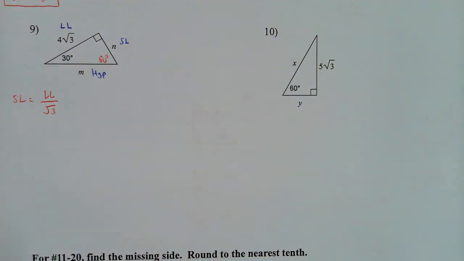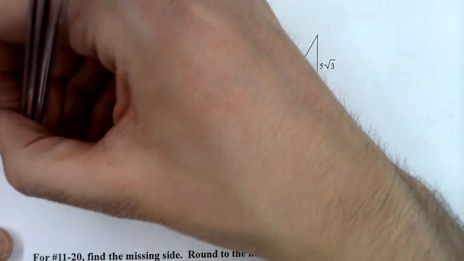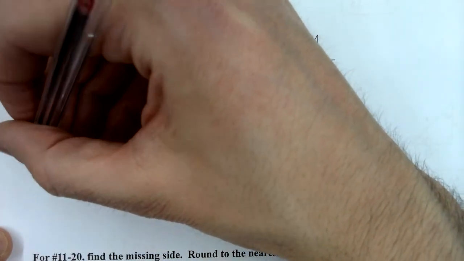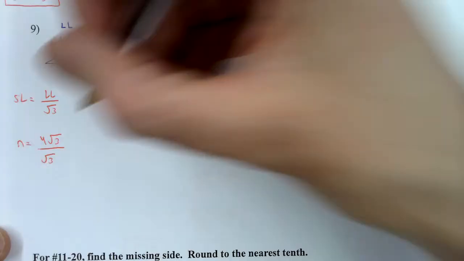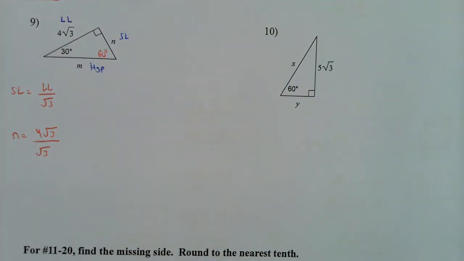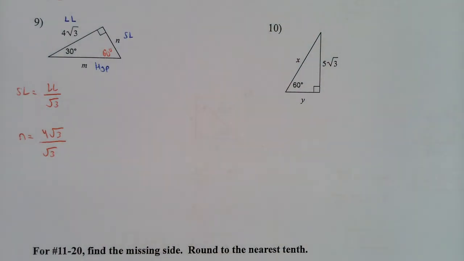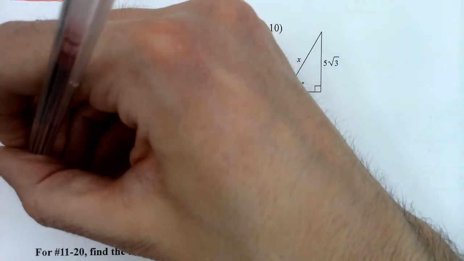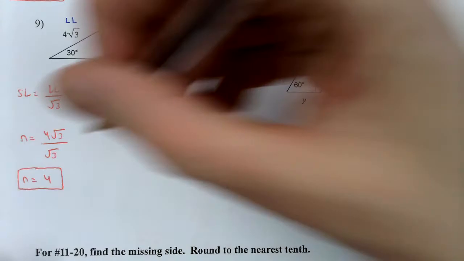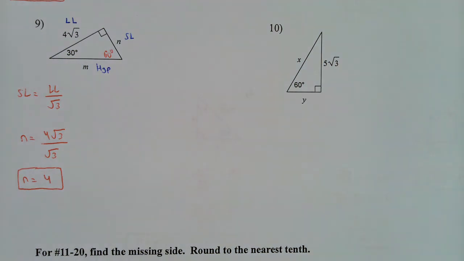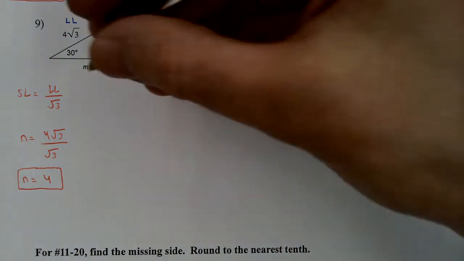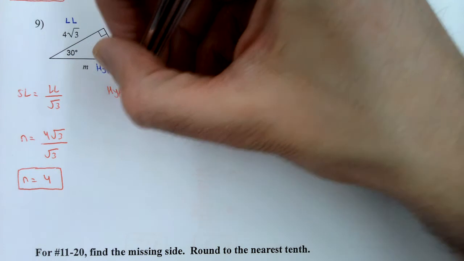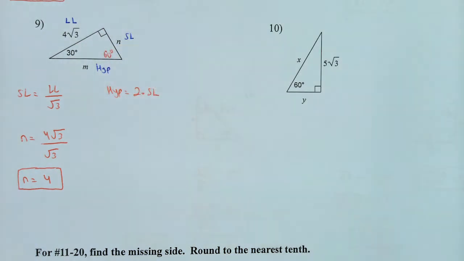n equals 4 square root of 3 divided by square root of 3. You don't have to rationalize because the square root of 3s just divide out, or they cancel out, as people say. So n equals 4. Hypotenuse equals 2 times short leg. Hypotenuse equals 2 times 4, which is 8.